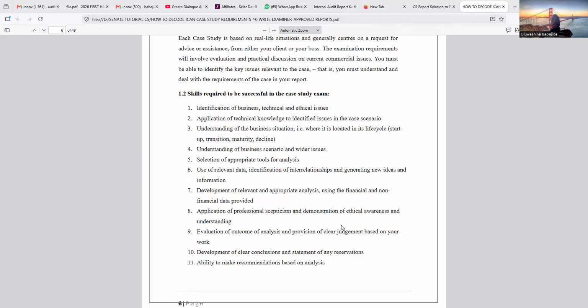Then another one is use of relevant data, identification of interrelationships, and generating new ideas and information. Now, I used to say, they can give you as much as 30 pages for that case scenario, 35 pages, 25 pages, it depends. But do you know, not everything is relevant. So that is why you need to know how to select which one is relevant that you need to deal with.